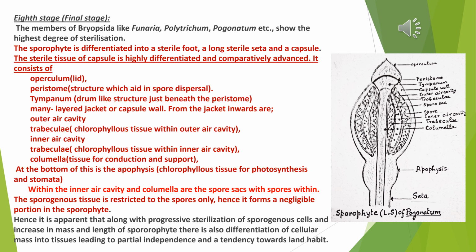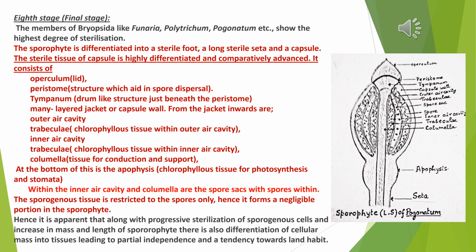7. Columella, this is the tissue for conduction and support, and 8. Apophysis, chlorophyllous tissue, this is for photosynthesis and also for conduction. The sporogenous tissue is restricted to the spore sacs only, hence it forms a negligible portion in the sporophyte.